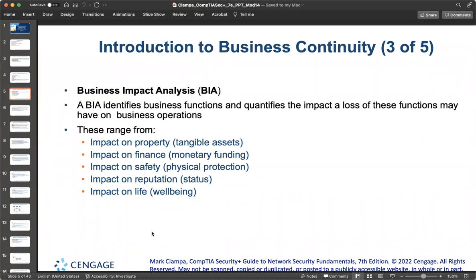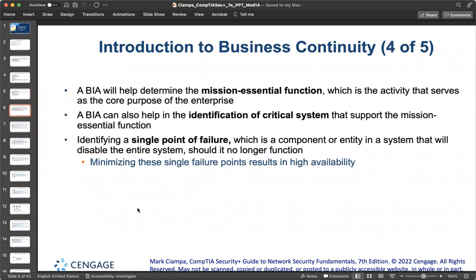All in all together, looking at all the aspects of the impact that can happen, a business impact analysis is going to get completed. The result of which will help determine the mission essential functions, which is the activity that serves as the core purpose of the enterprise. Basically prioritizing different functionalities based on the impact that they're going to have in case those vulnerabilities are being exploited or a failure happens in the system due to the quality of a hardware or something like that.